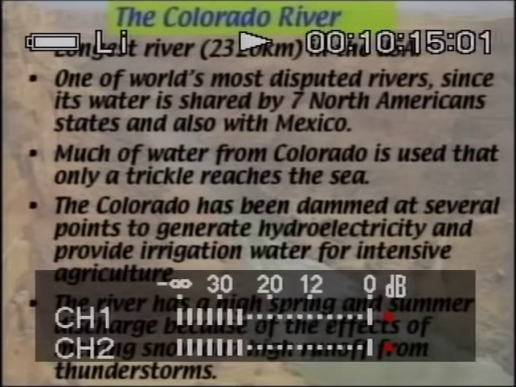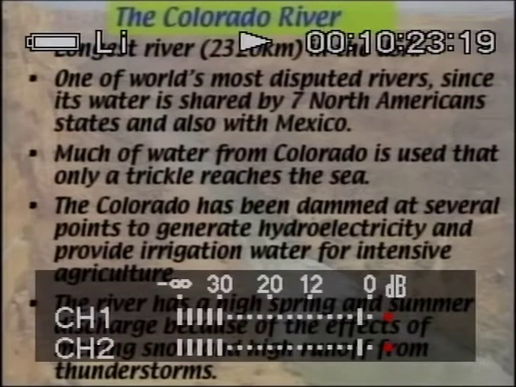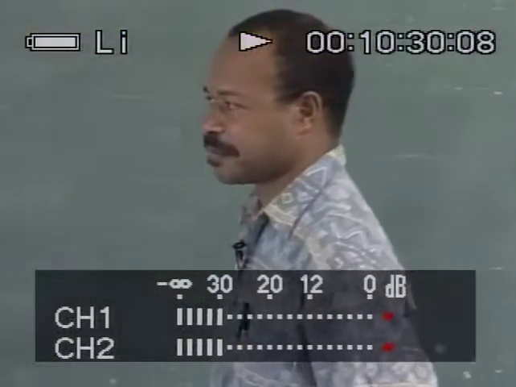The Colorado has been dammed at several points to generate hydroelectricity and provide irrigation water for intensive agriculture. That's the use of this water. That's why at the mouth of the river it becomes so small. The flow becomes so small.